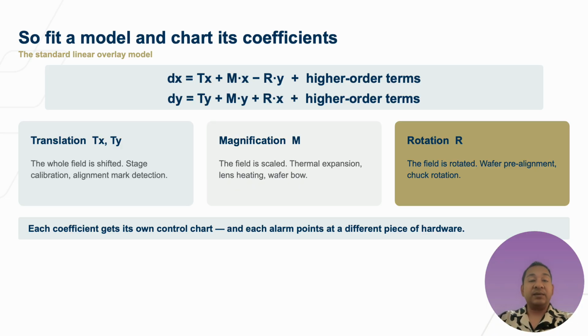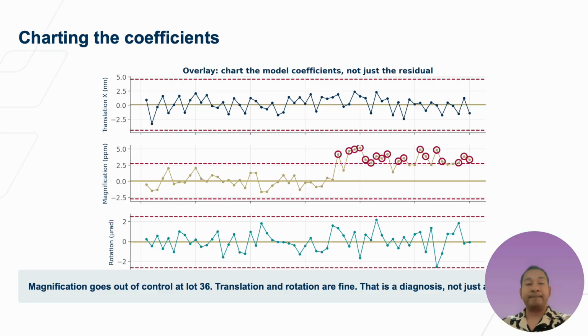This is the third time today we have done the same thing: model what the physics says should happen and chart the parameters of that model rather than the raw measurement. Seasoning curve, spatial signature, overlay model, same move each time.